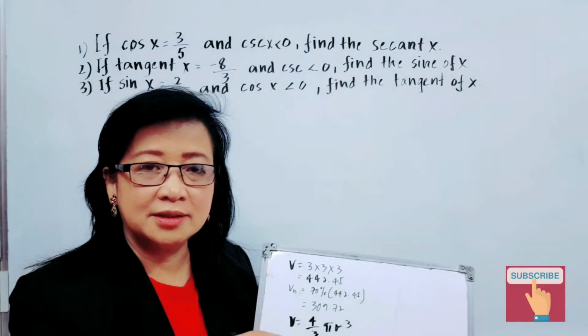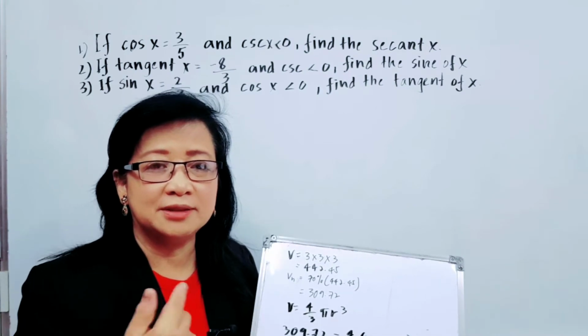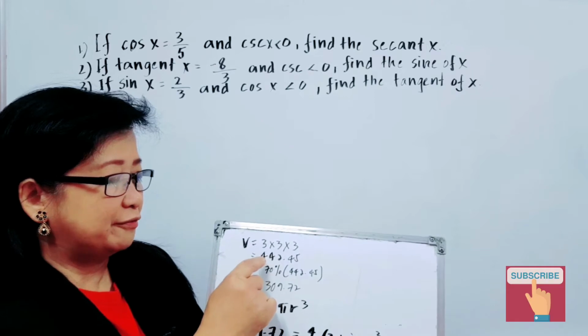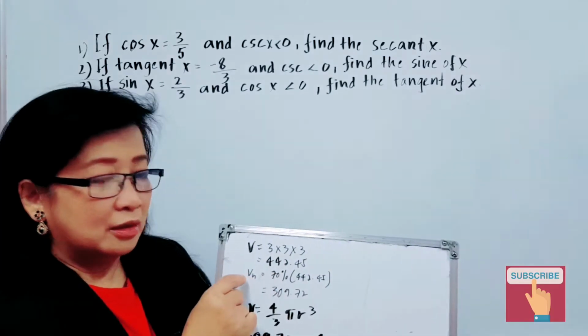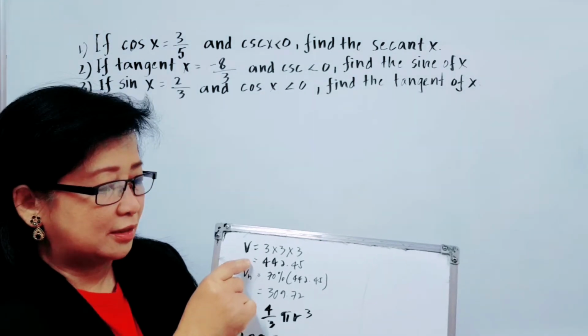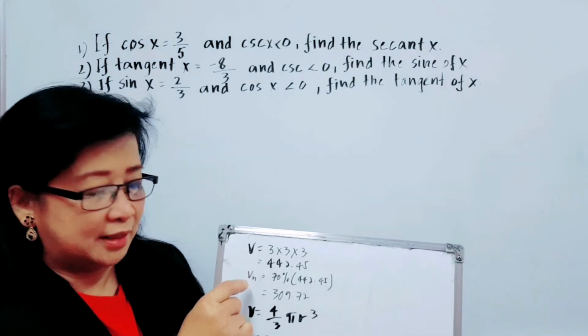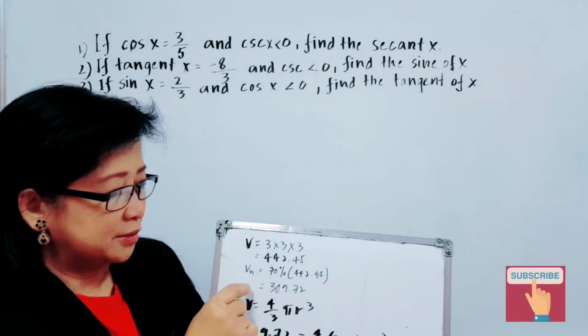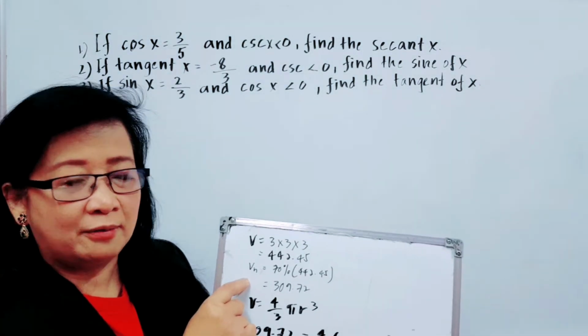Now, in the process, 30% is lost. That means what is remaining is 70%. So 70% of the old volume will be 309.72 centimeter cube. That is the new volume now.